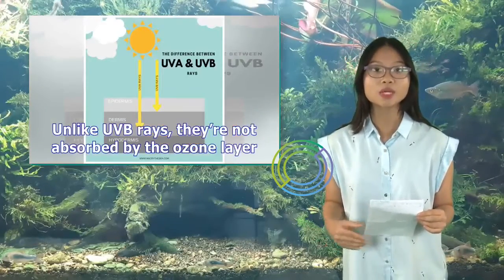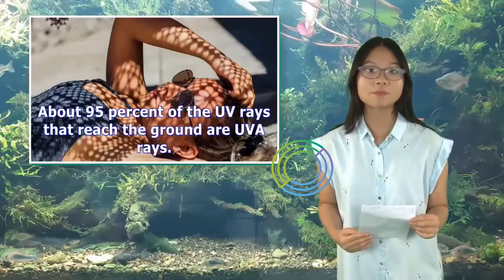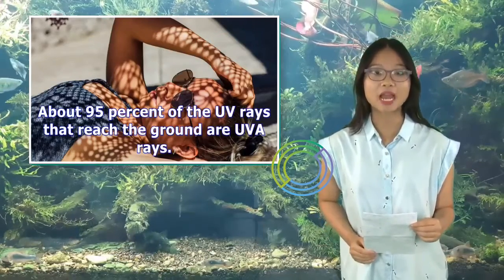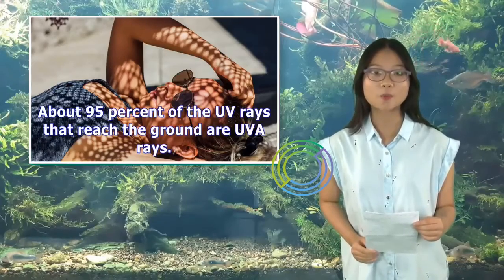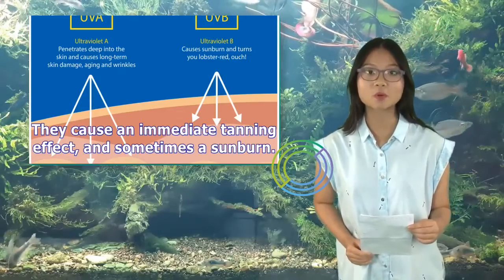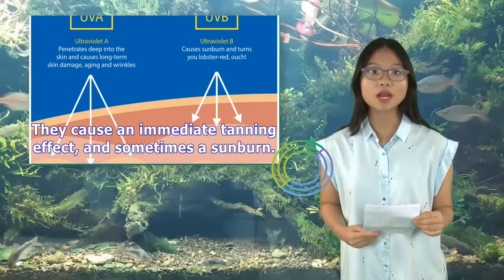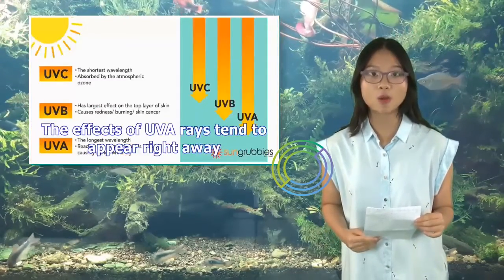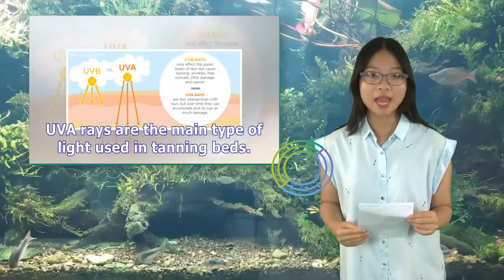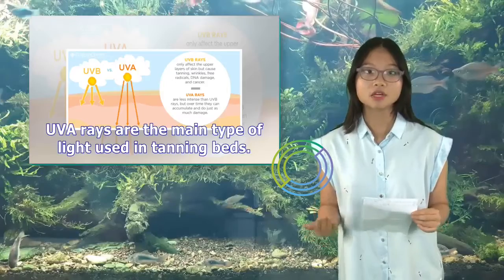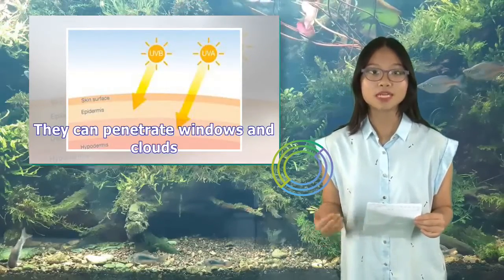Unlike UVB rays, they're not absorbed by the ozone layer. About 95% of the UV rays that reach the ground are UVA rays. They cause an immediate tanning effect, and sometimes a sunburn. The effects of UVA rays tend to appear right away. UVA rays are the main type of light used in tanning beds. They can penetrate windows and clouds.